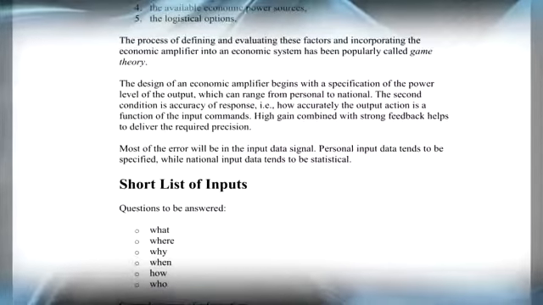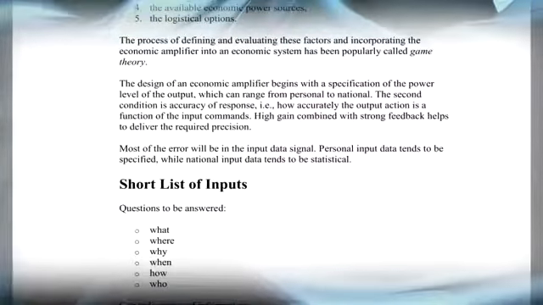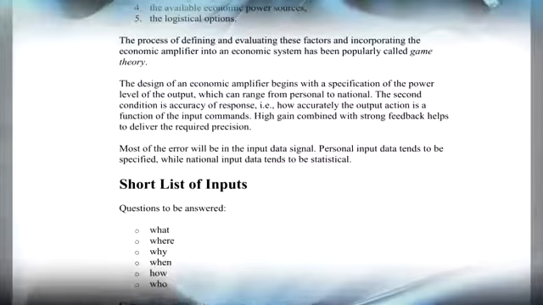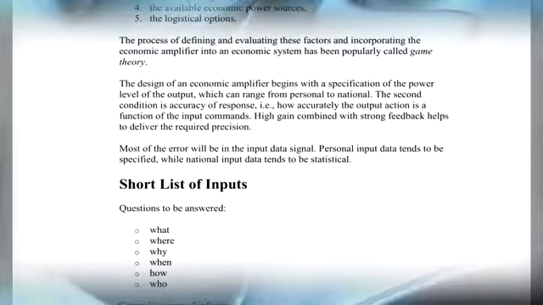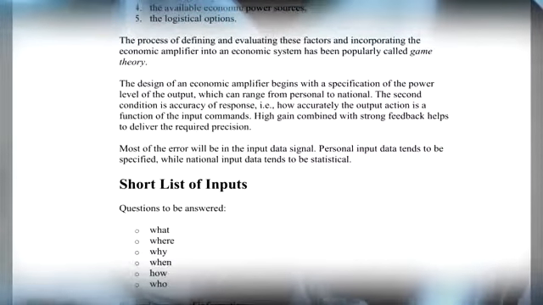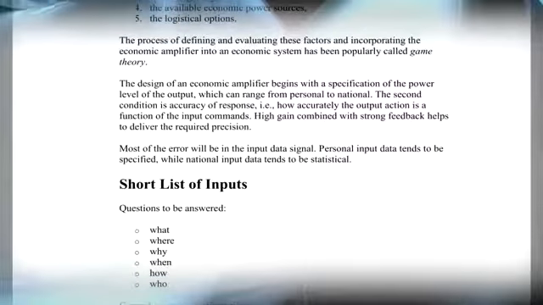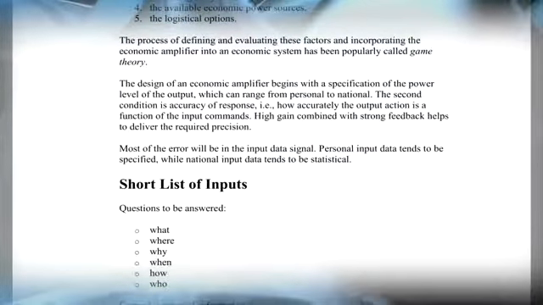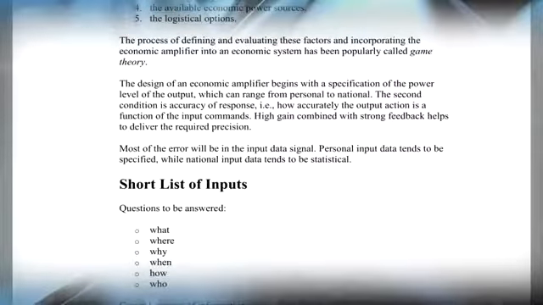The process of defining and evaluating these factors and incorporating the economic amplifier into an economic system has been popularly called game theory. The design of an economic amplifier begins with a specification of the power level of the output, which can range from personal to national. The second condition is accuracy of response. For example, how accurately the output action is a function of the input commands. High gain combined with strong feedback helps to deliver the required precision.